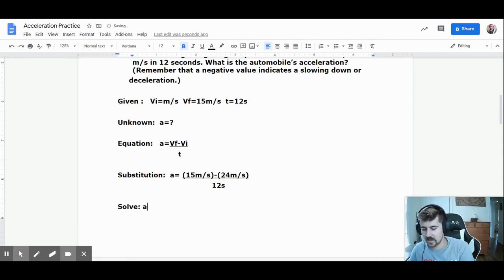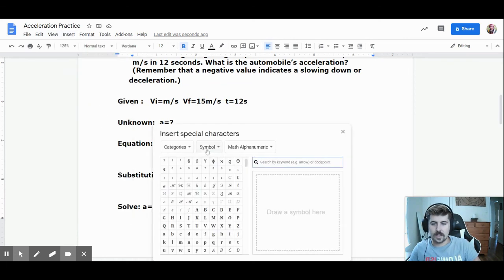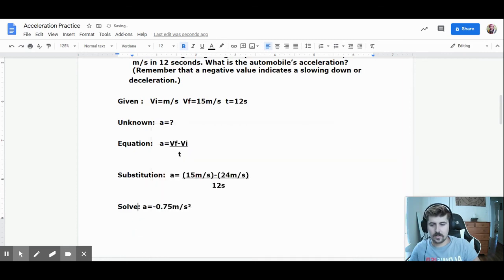So we've got an acceleration of negative 0.75 meters per second squared, because it is acceleration. So we need to make sure that we've got squared on there because it is accelerating. So it's meters per second per second.